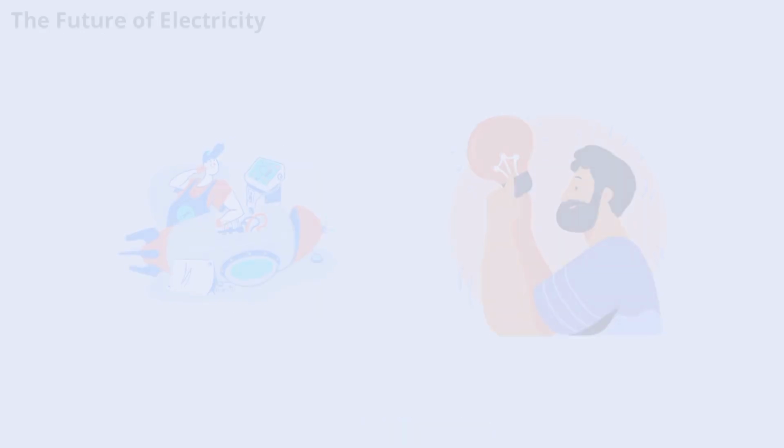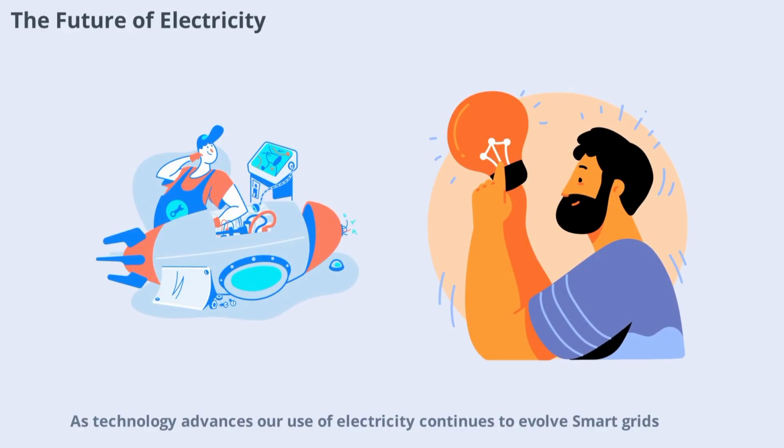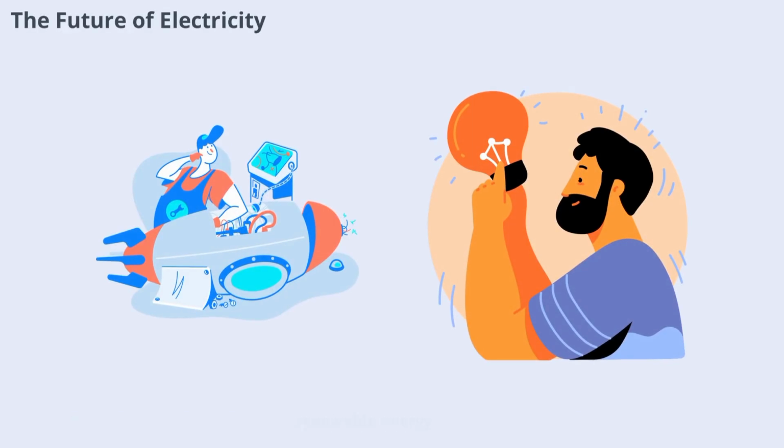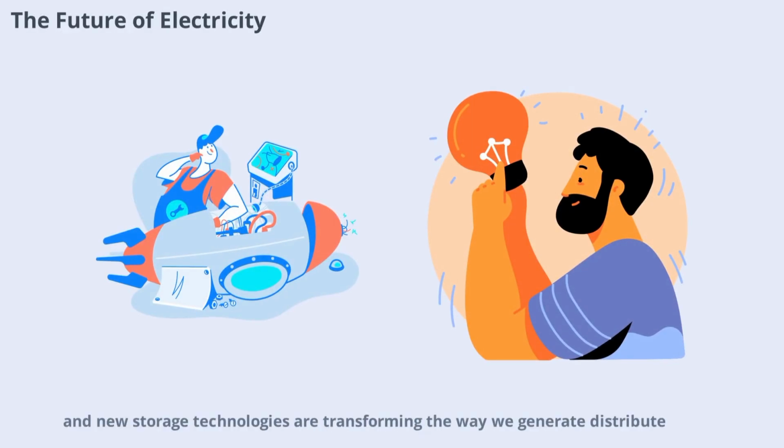As technology advances, our use of electricity continues to evolve. Smart grids, renewable energy, and new storage technologies are transforming the way we generate, distribute, and use electricity. The future promises even more efficient, sustainable, and innovative ways to power our world. Staying informed about these changes helps us make better choices for ourselves and the planet.